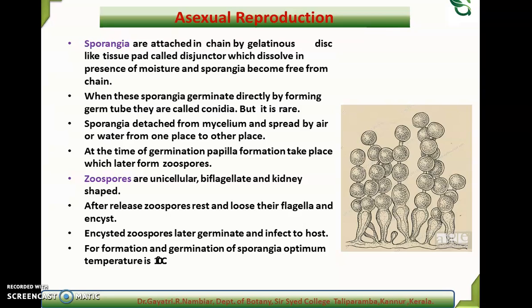So the sporangia are borne on the sporangiophore, and this exerts pressure on the lower epidermis, which breaks off, and the sporangia are exposed. They are detached from the mycelium, spread by air or water and carried to another place. At the time of germination, papilla formation takes place on the sporangium, resulting in the formation of zoospores. These zoospores are unicellular, biflagellate and kidney shaped, and during the resting period they withdraw their flagella and become encysted. Later they germinate by putting out a germ tube and grow into another plant, and the suitable temperature for germination is 10 degrees Celsius.